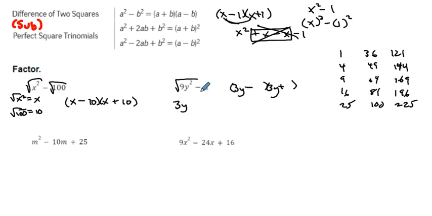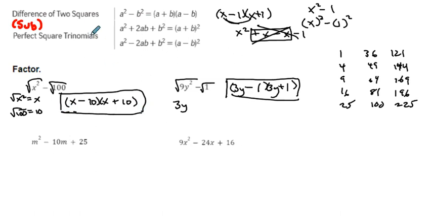Finishing this up, the square root of 1 is just 1. So you put that in, and that's your factored form for that one, and this is your factored form for this one. So that is what difference of two squares looks like. Again, difference means subtraction. You recognize it because it's a subtraction problem, and because both of the numbers being subtracted are square numbers.